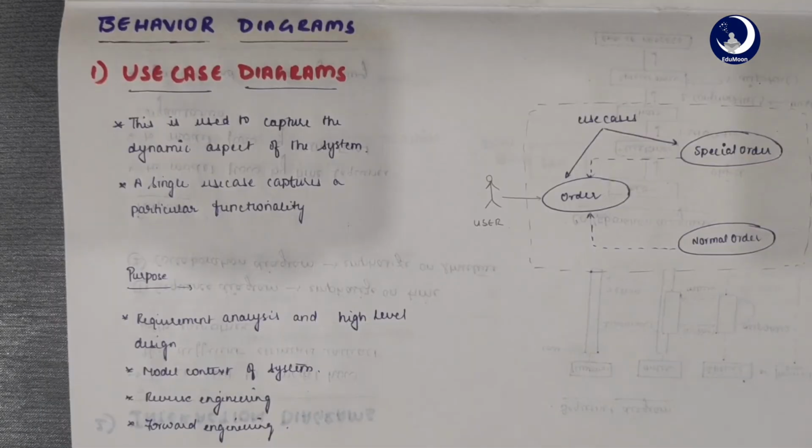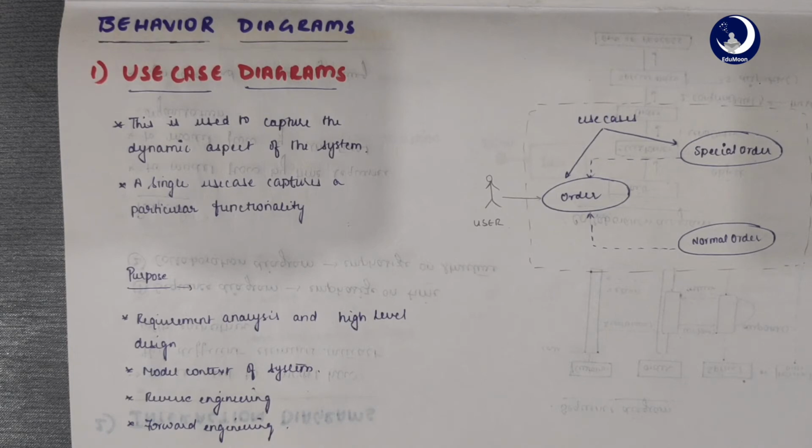server. Now let's look at the behavior diagrams. The behavior diagrams generally tell us about the dynamic nature of the system. The first behavior diagram we'll be learning is the use case diagram. This is used to capture the dynamic aspect of the system, and a single use case captures a particular functionality of the system. The purpose of use case diagrams is to know the requirement of the particular system, that is the requirement analysis and a high level of design.